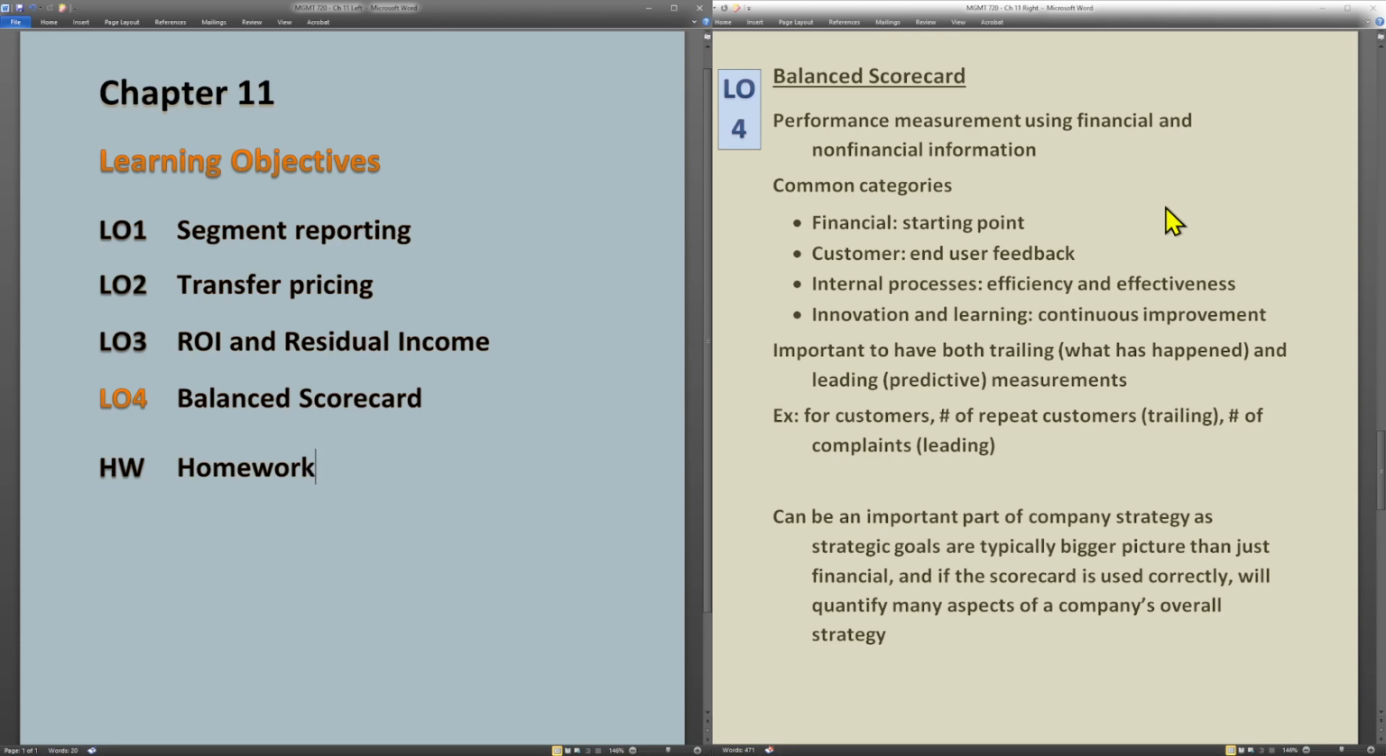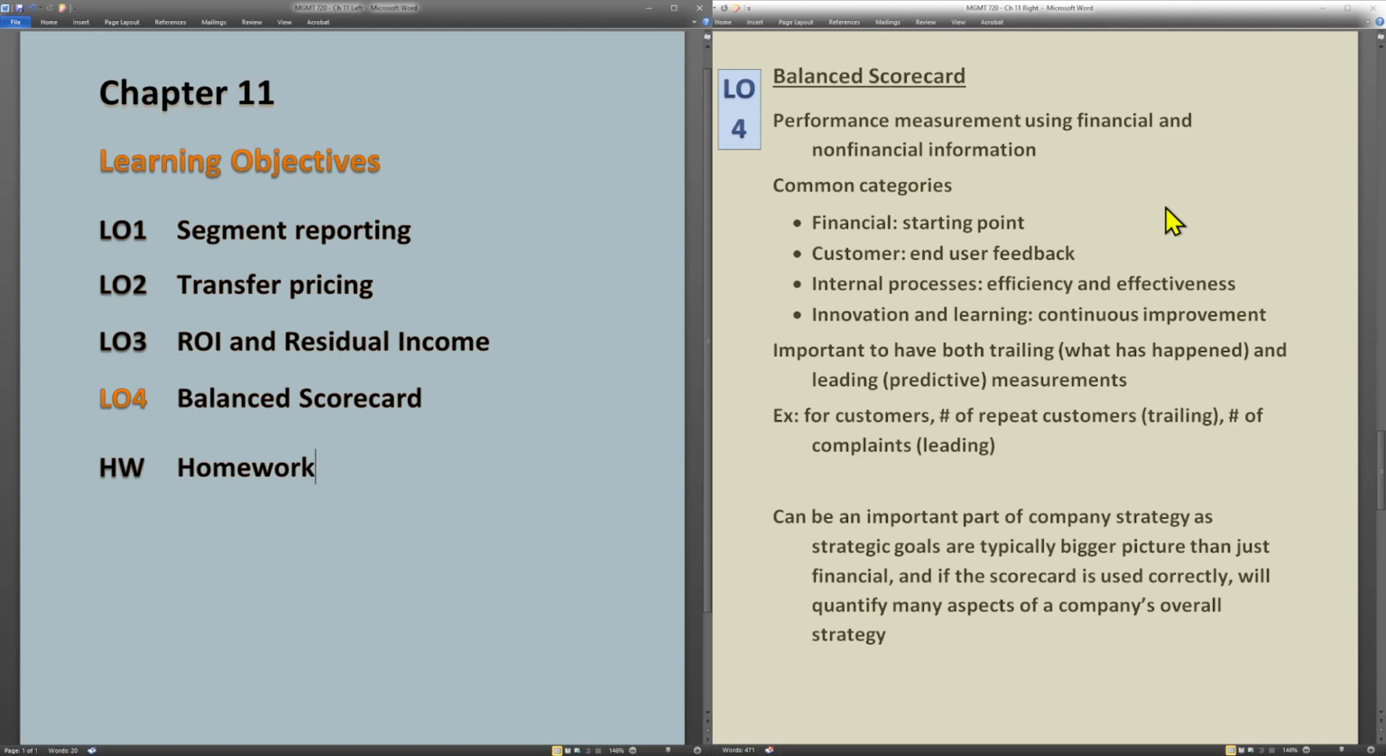And it's important within each category to have a trailing and a leading measurement. In other words, a trailing measurement looks back at what you have done, and a leading measurement is sort of predictive of what the results might be in the future, either to give you warning if it's bad or to give you good results looking forward.